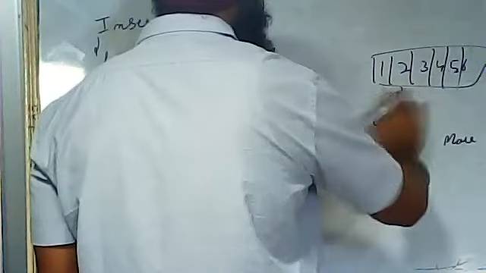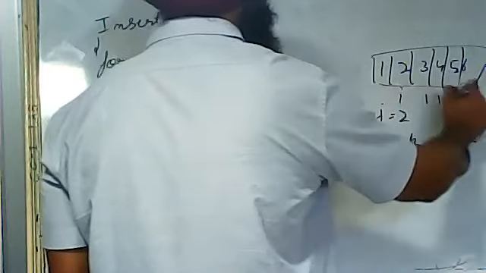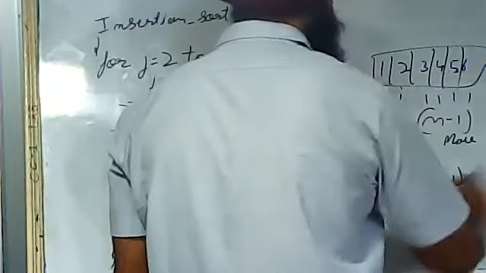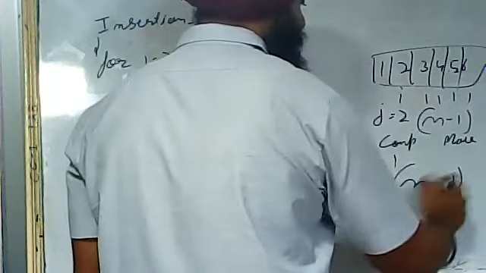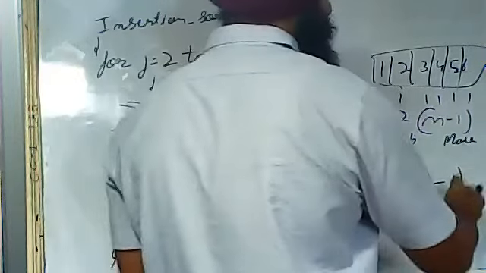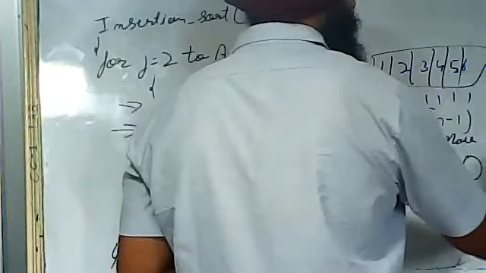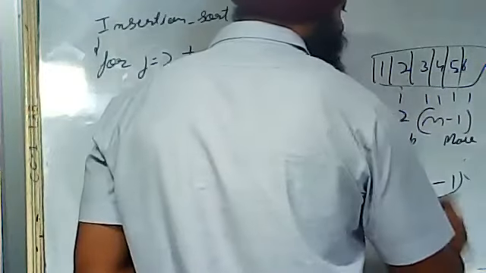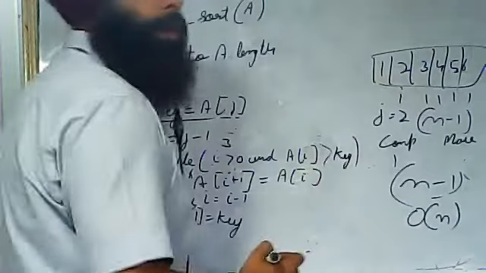Then one comparison will be done here, one here, one here, one here, one here. If there are n elements, n minus 1 comparisons will be there. So this is our equation, n minus 1. Out of this n minus 1, if we have 10 lakh elements, subtracting 1 will hardly make any difference. That's why we ignore constants. So complexity will be order of n, big O of n.